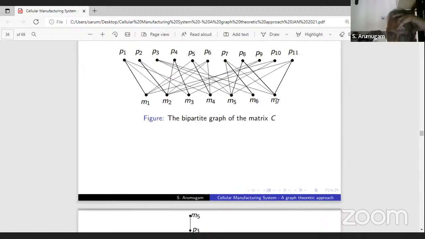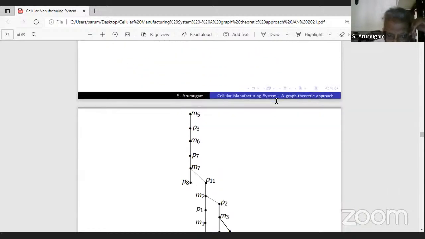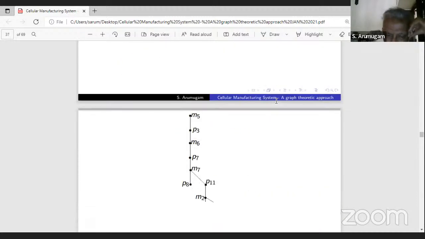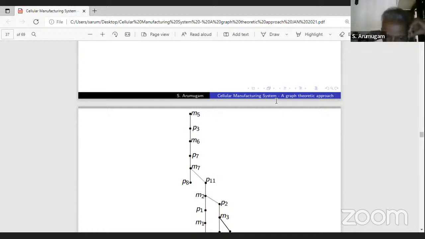From M5, I visit P3 because M5 is joined to P3. P3 is the unvisited neighbor. Afterwards, from P3, where will I visit? From P3, I am visiting M6. From M6, go to an unvisited neighbor, P7. From P7, M7. From M7, I come to P8.